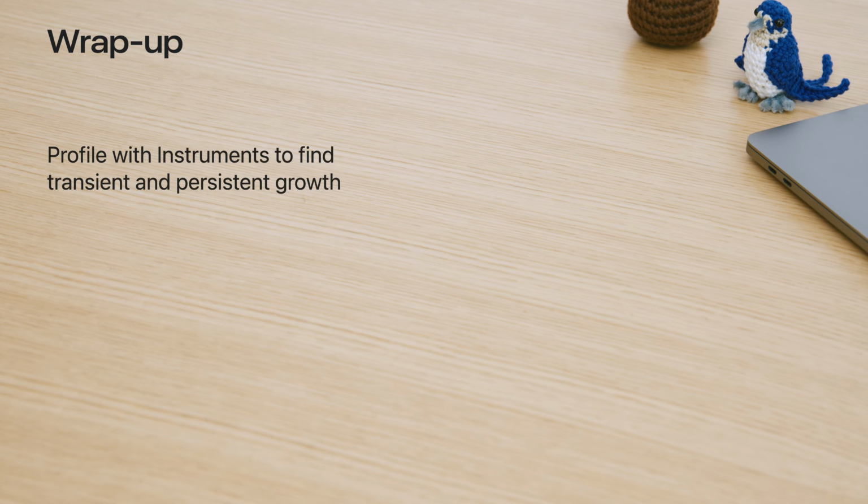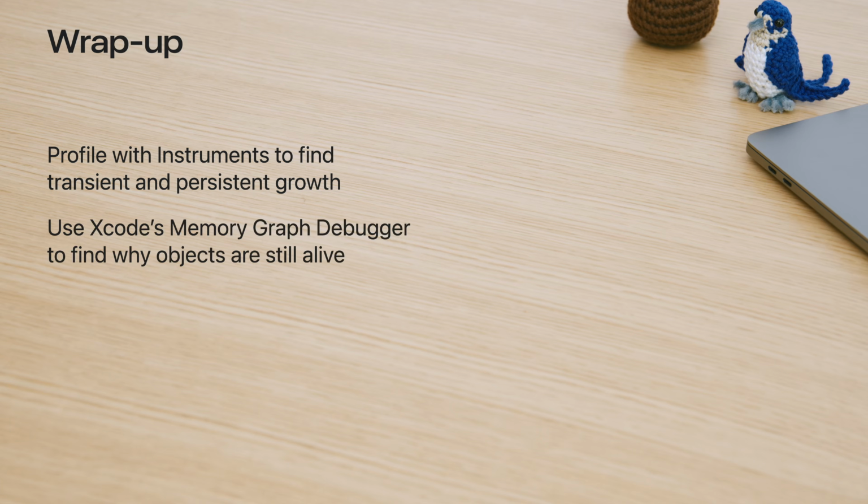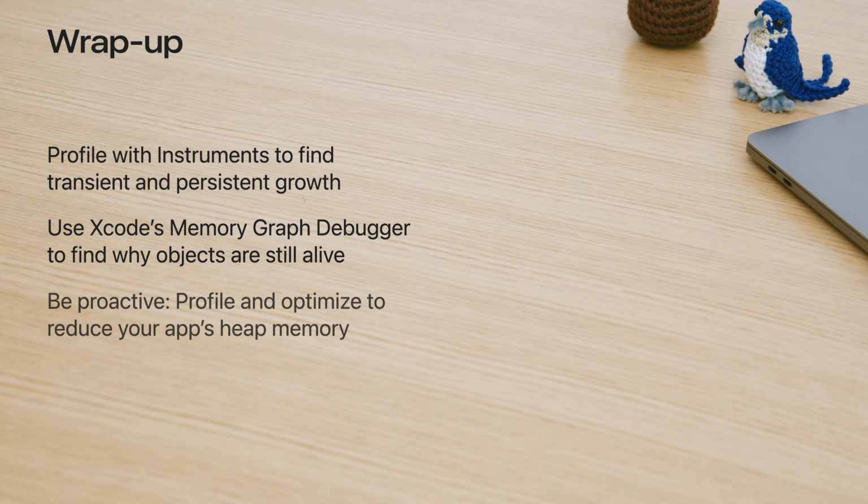To wrap up, today we've shown how to measure the heap with instruments and look for patterns of transient and persistent growth. Once you find issues with individual allocations, use Xcode's memory graph debugger and malloc stack logging to find out why they still exist in your app's heap. But most of all, please be proactive. Analyze and optimize your app's heap memory. Finding leaks and persistent growth will let users enjoy your app for longer.